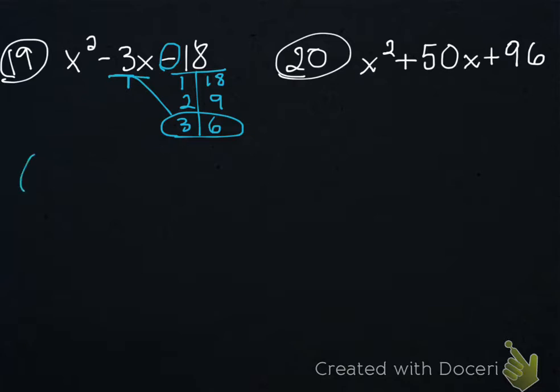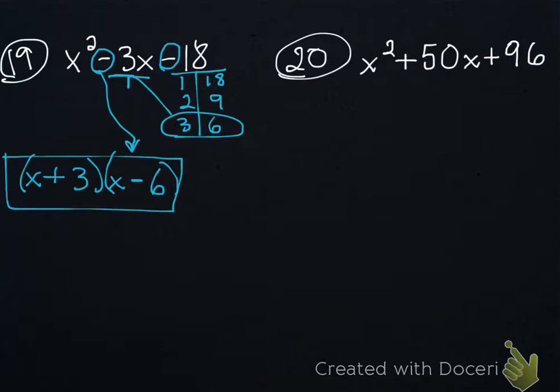So now we write our binomials. X is in front, numbers at the end, 3 and 6. The 18 is negative, so they have opposite signs. The bigger number is going to get the same sign as the middle. The other number is going to get the opposite sign. So my solution is x plus 3, x minus 6. That is the factored form.